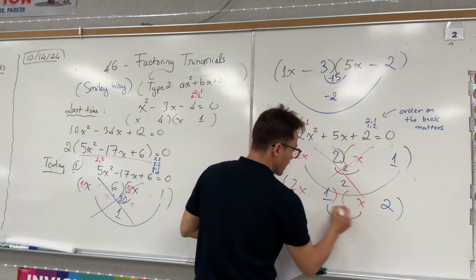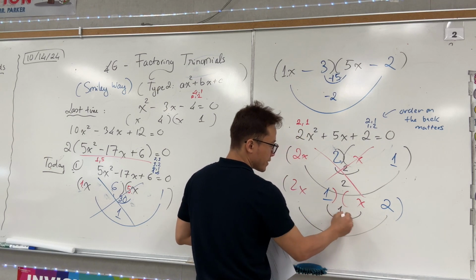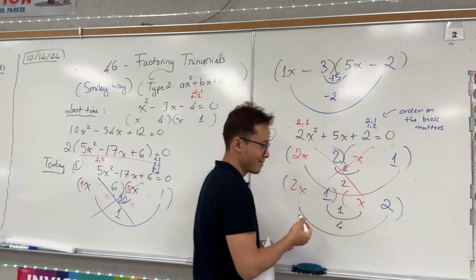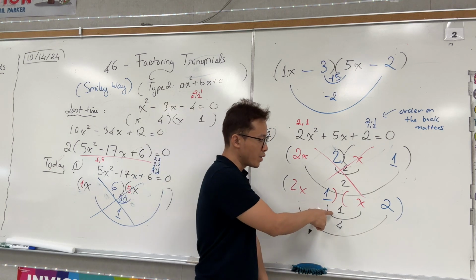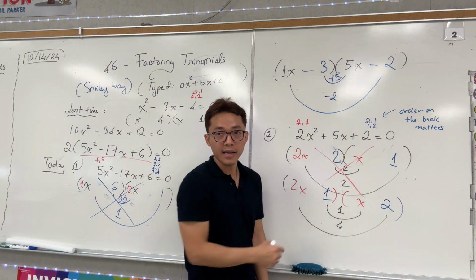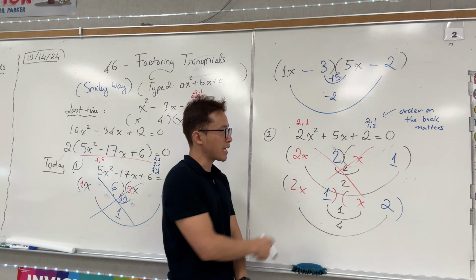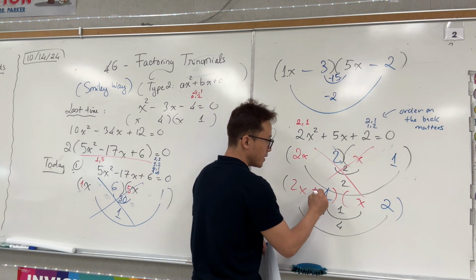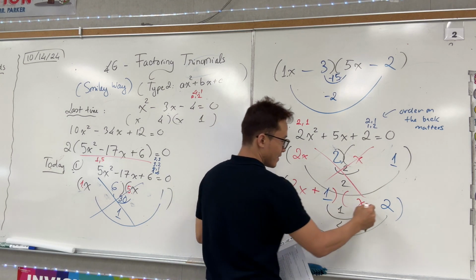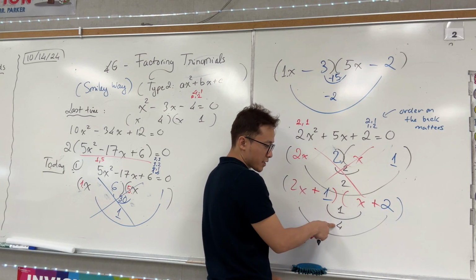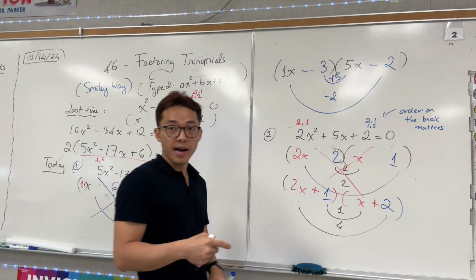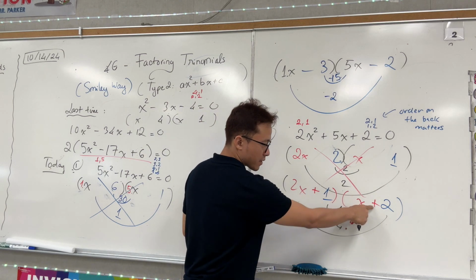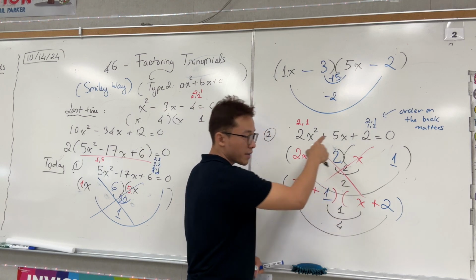Okay, now do smiley. 1 times 1 is 1. 2 times 2 is 4. And then do you think 1 and 4 can give you 5? Yes. What is the sign? Can you get positive 5? Positive. Positive 1, positive 4. We're going to give you positive 5. Positive 1 comes from this, positive 4 comes from this. So that's why you need to check positive, positive.